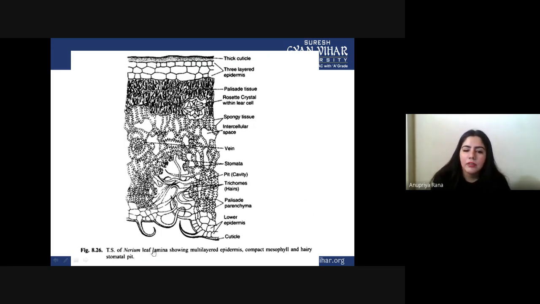That is a TS of Neerium leaf, the leaf diagram here. After this, they have palisade tissue, then rosette crystals, spongy tissue, veins, and stomata in a cavity. Most of the time stomata are present on the surface, but here the stomata are present in a back condition, deep inside. That's why they do not let water get out. That's why these stomata are present in such deep positions.